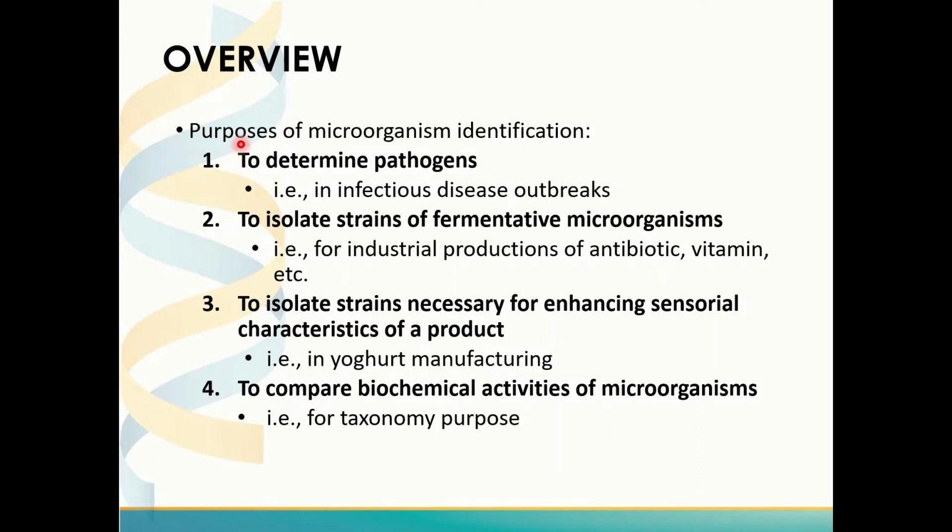First of all, we can determine pathogens. For example, if infectious disease outbreaks happen, identifying microbes involved in the disease can help to ease or even eradicate the outbreak. Then, we can produce several products such as antibiotics or vitamins by isolating a certain strain of fermentative microorganisms. Isolating strains of microorganisms can also be useful to enhance the sensorial characteristics of a product. And lastly, microbial characterization can be used to compare biochemical activities of microorganisms, so we can use this for taxonomy purposes.